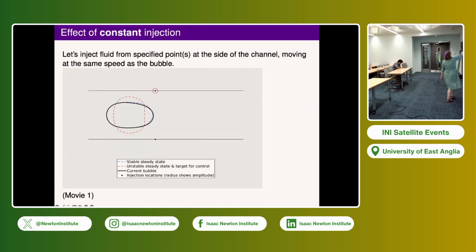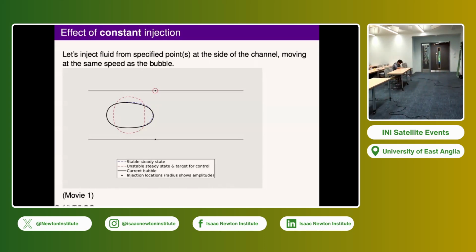And what I would like to do is to get from that bubble to this red dashed one, which is the next branch solution at the same flow rate. If I start off by just, what these circles indicate is the strength of injection that's happening at that point. I'm going to start by just injecting some fluid there at a constant rate.